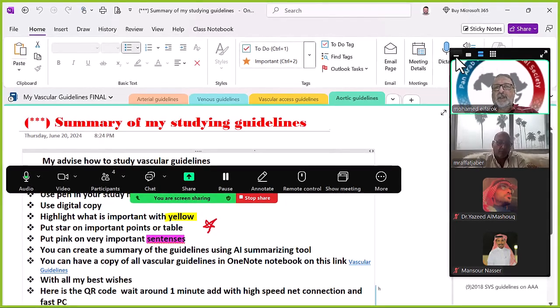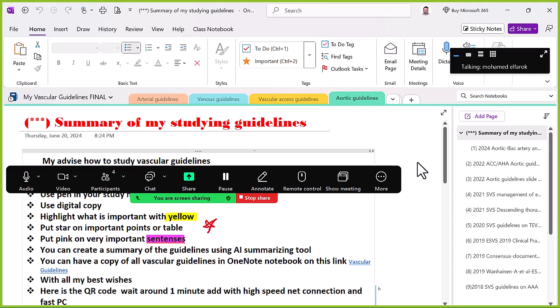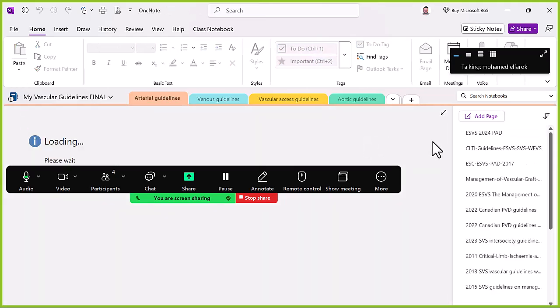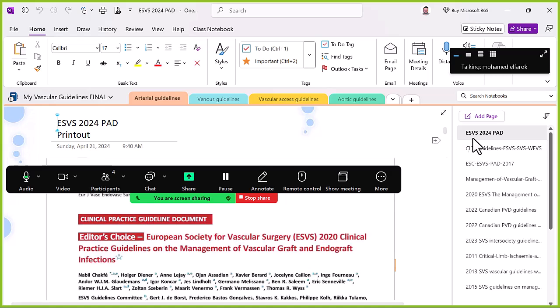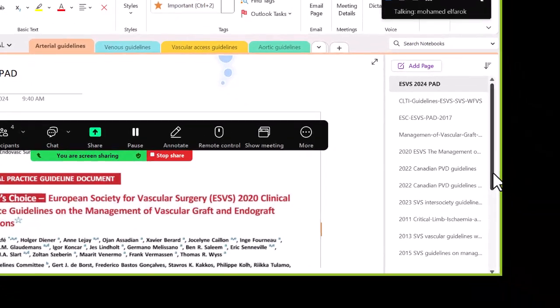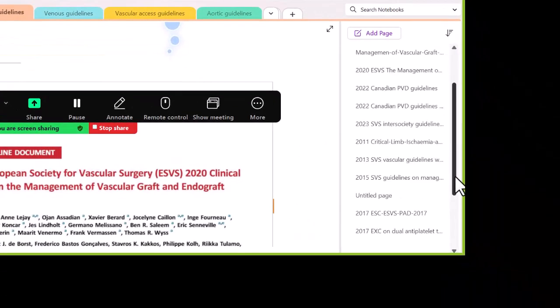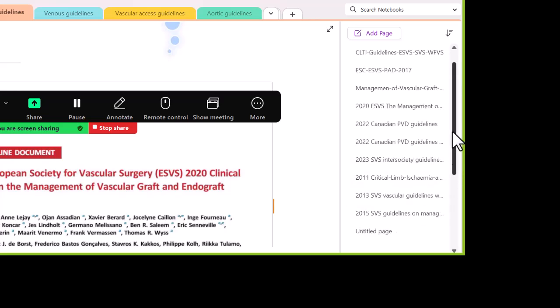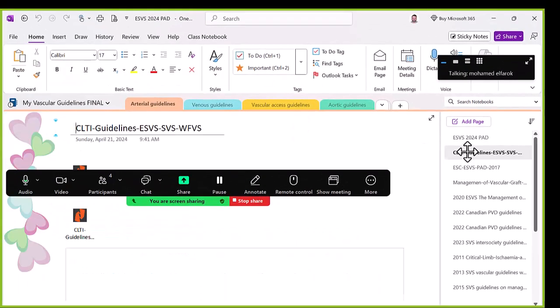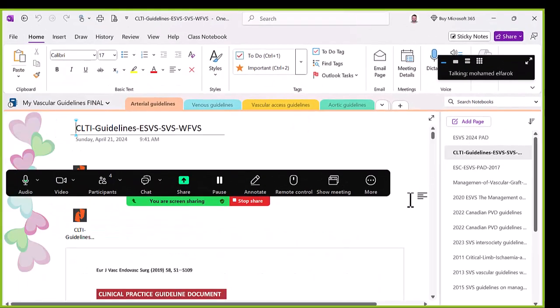What I do, I use digital OneNote. So here you will find that this is a free program called Microsoft OneNote. I put here arterial guidelines. You notice at the end, this is all the arterial guidelines from the recent to the old. So as you go down, it will be older ones. You can see 2017 European Society. And here the top is the most recent one. And when you click on it, it will open.